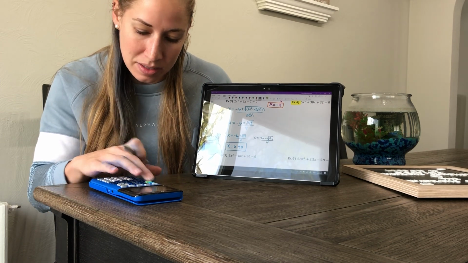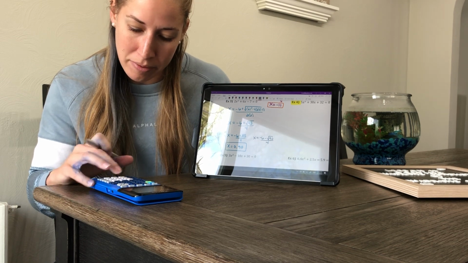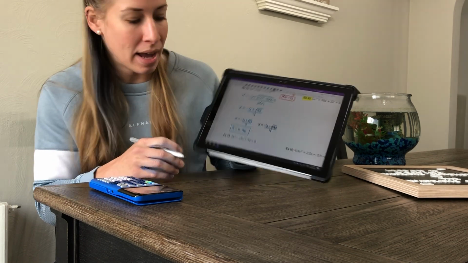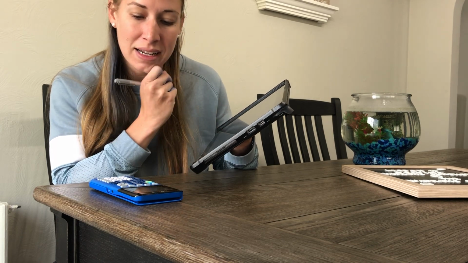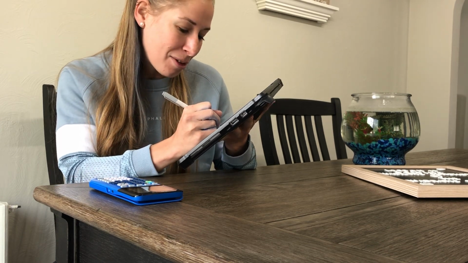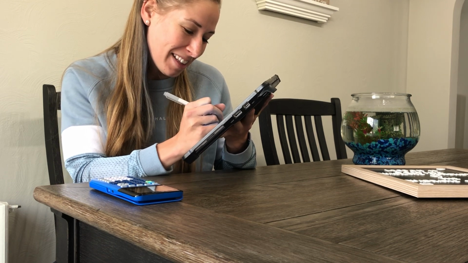And then negative 6 minus the square root of 92 divided by 4. I get negative 3.8979. So negative 3.90 if we were rounding to the nearest hundredth.